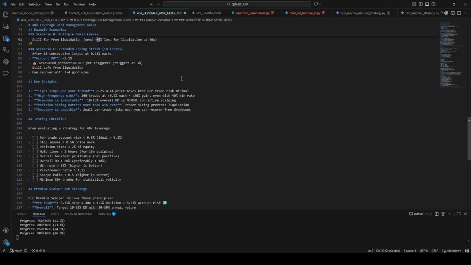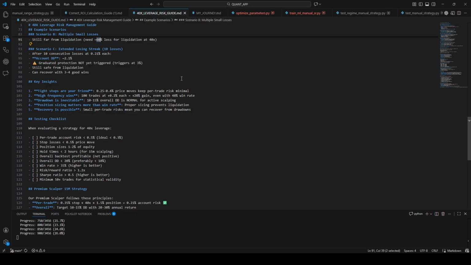Scenario C, extended losing streak. 10 losses. After 10 consecutive losses at 0.21 each, the account drawdown will be 2.1. Graduated protection not yet triggered. Triggers at 3%. Still safe from liquidation. Can recover with 3 or 4 good wins.